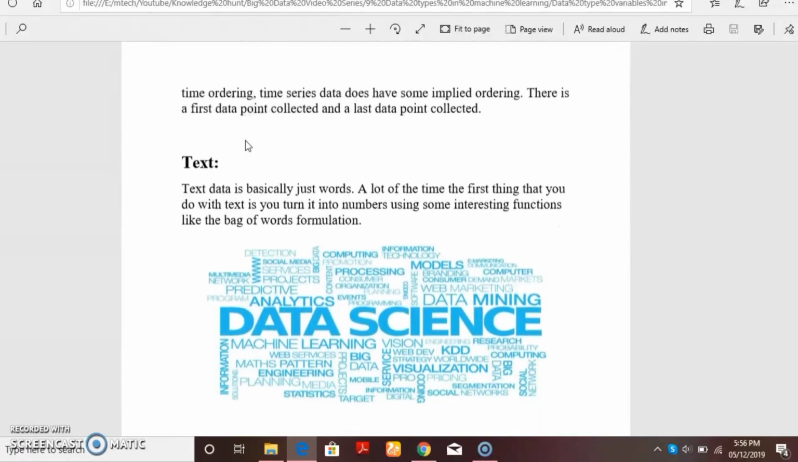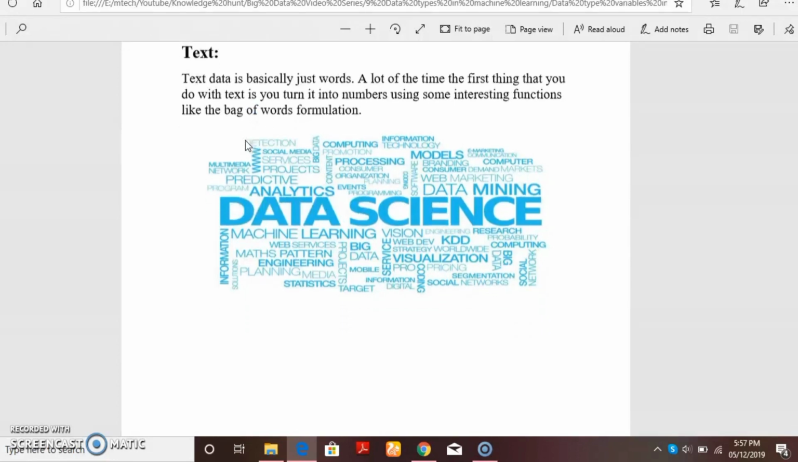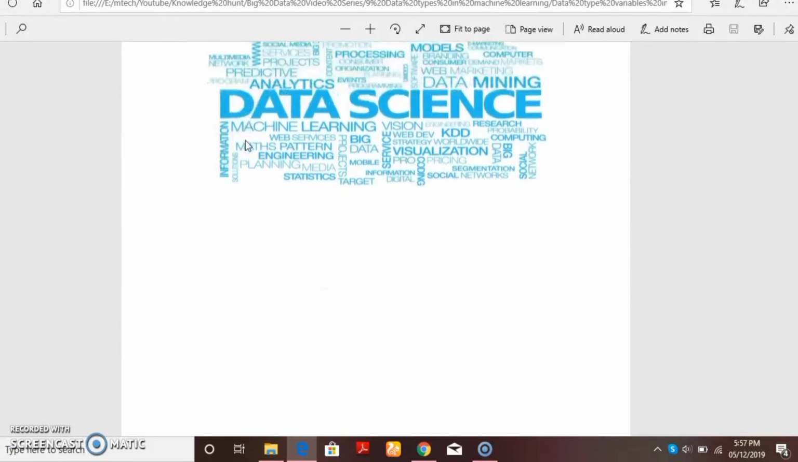And the final one is text data. Text is basically a combination or collection of words. Often the first thing you do with text is turn it into numbers using functions such as bag of words or other word vectorization features. So text is a basic data type.